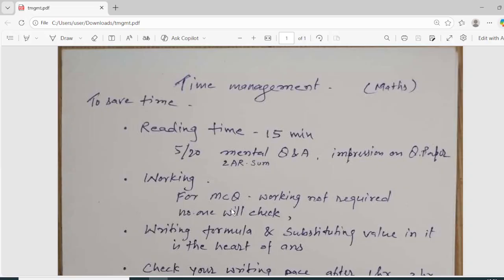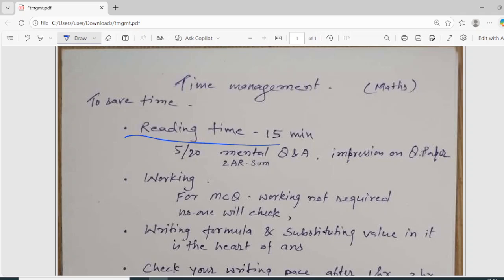So today we will discuss time management, how to manage our time or how to utilize the exam time very efficiently. In this session I am discussing how to save time. For saving time, you get 15 minutes of reading time, from 10:15 to 10:30.